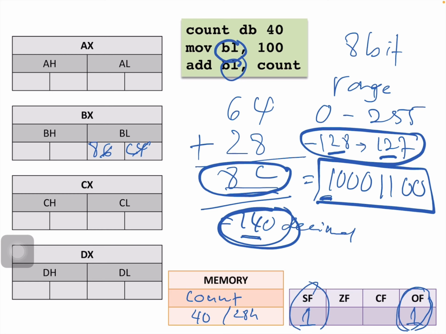mov BL, count. BL is an 8-bit register, and count db is also 8-bit memory. So it is the 8-bit range for signed numbers. Why does it become a signed number? Because the leftmost bit of the number in binary is equal to 1. This has made the computer assume that the number is a signed number. So now it is a signed number and it is out of range, because 140 is more than 127. Therefore, the overflow flag is triggered to 1.